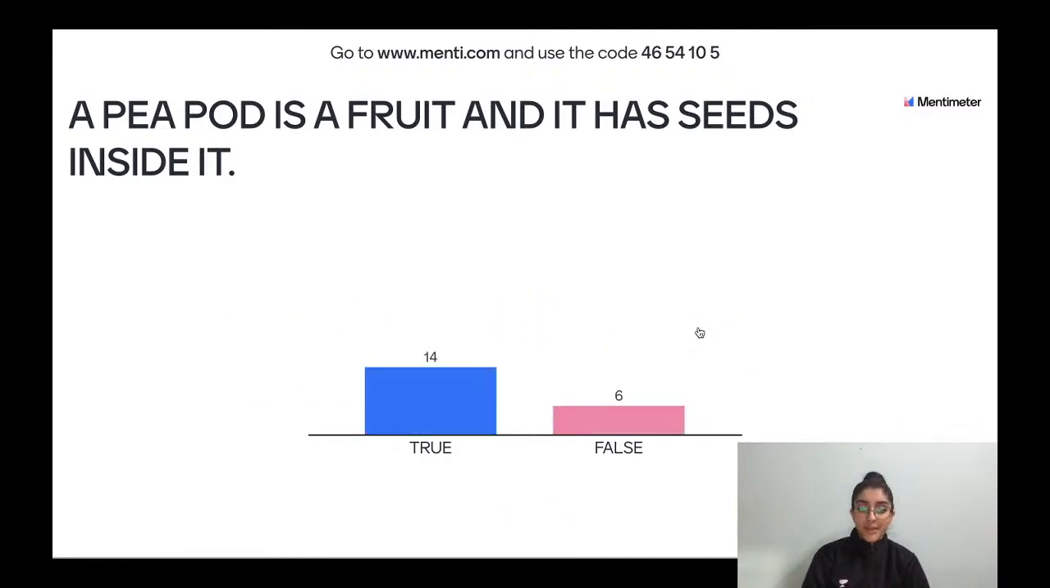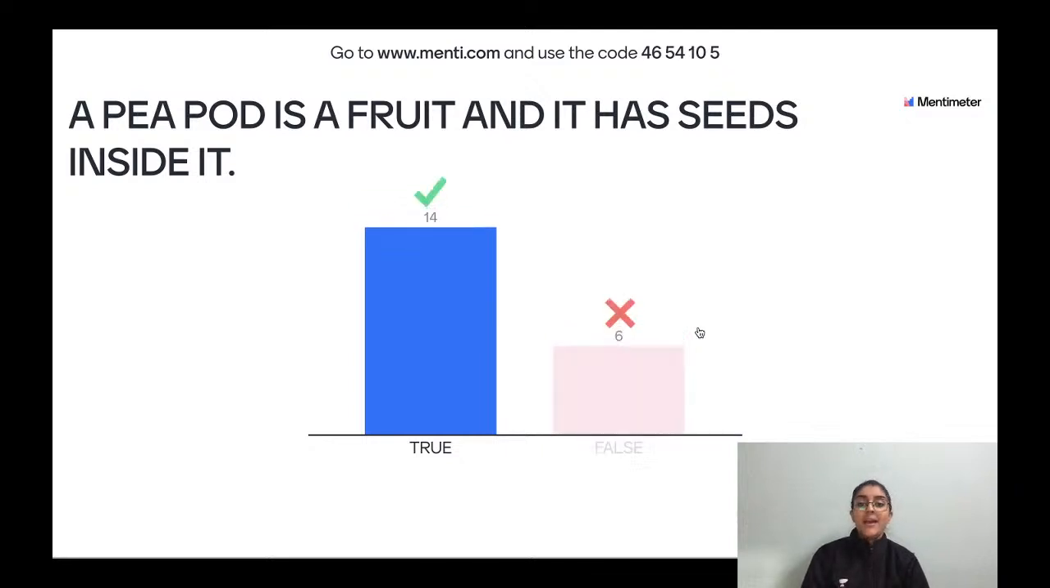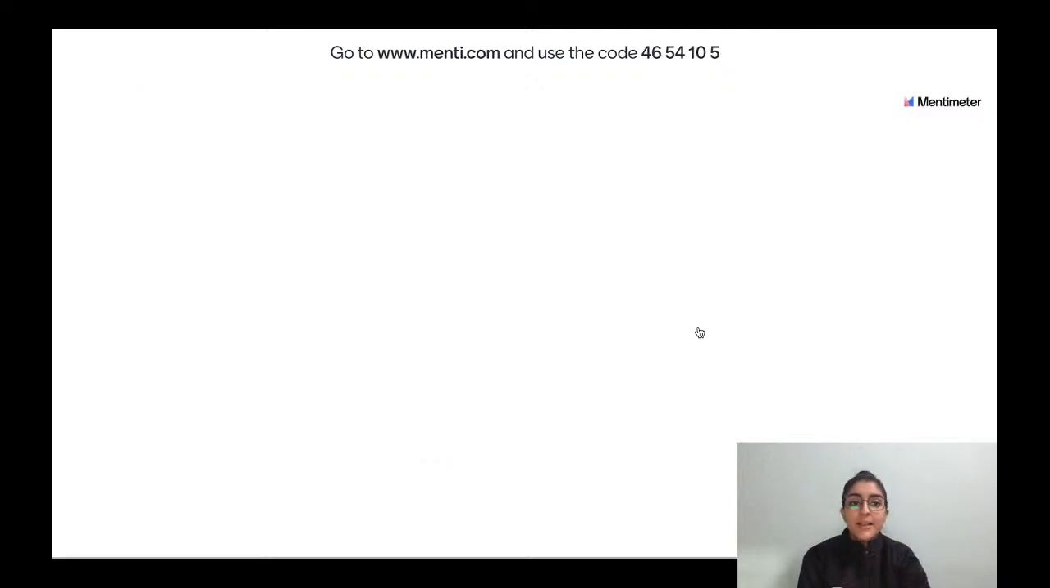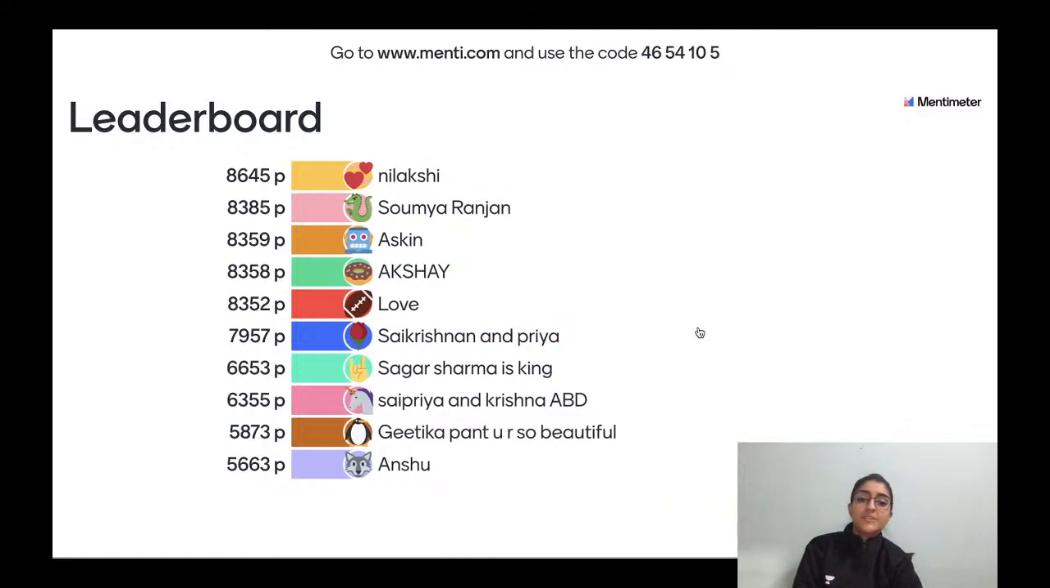So the answer is absolutely true. So yes, a pea pod is a fruit and it has seeds inside it. So whenever you eat that mutter or pea, those are the seeds of the pea plant, and the covering over it is the fruit. Okay, is that clear? Let's see how much of a game changer this question was.